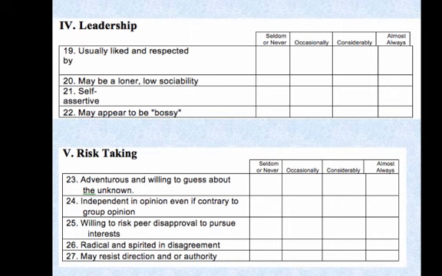The next one, risk-taking. Is he adventurous and willing to guess about the unknown? Is he independent in opinion, even if contrary to the group opinion? Is he willing to risk peer disapproval to pursue interests? Is he radical and spirited in disagreement? Does he resist direction and/or authority?